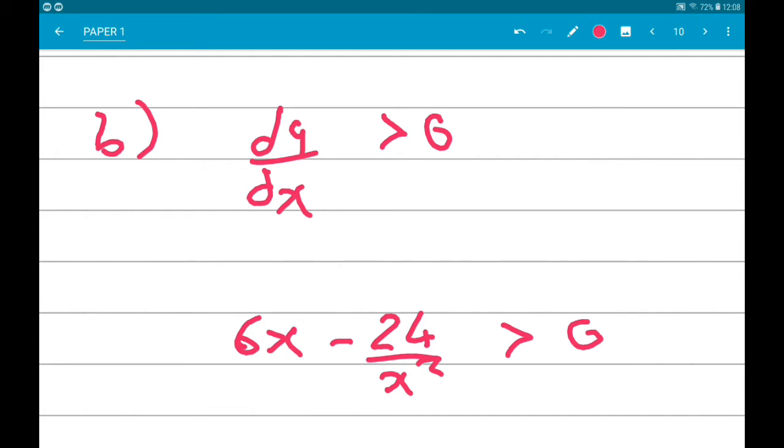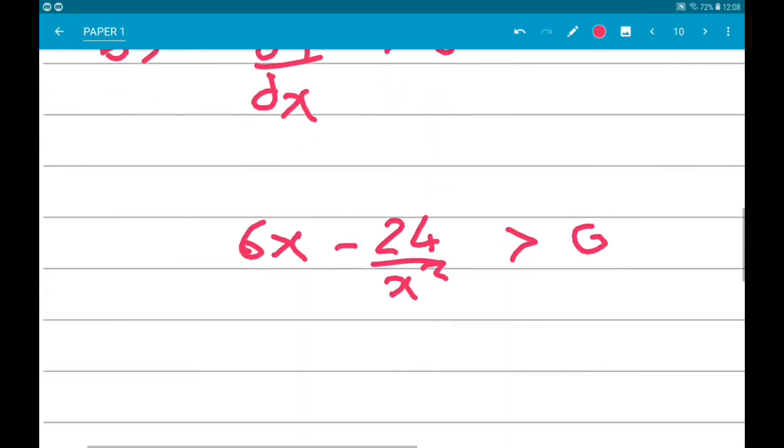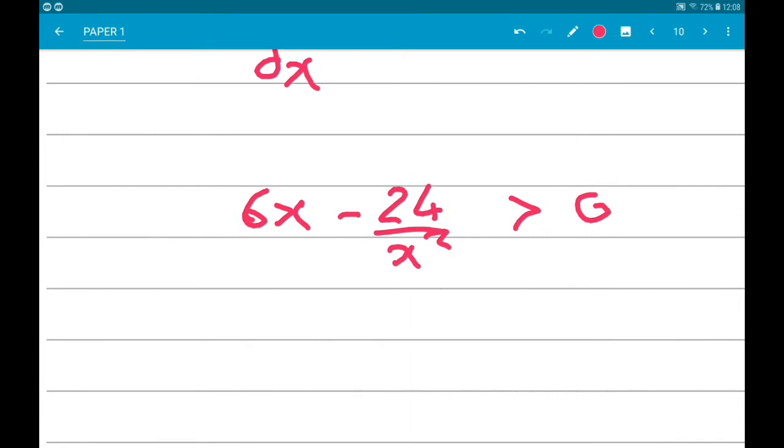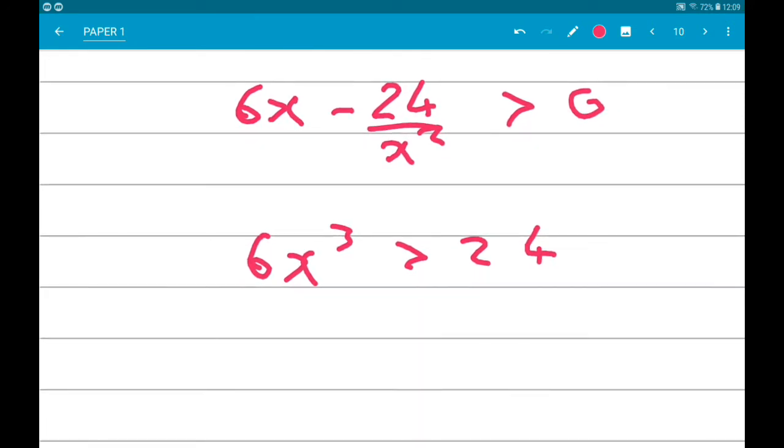Now we can multiply through by x squared, and I'm also going to add 24. And then we're going to get 6x cubed is greater than 24. Divide through by 6 and cube root, we get x is greater than the cube root of 4.